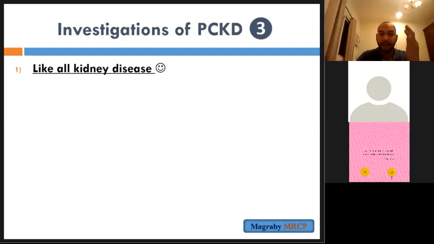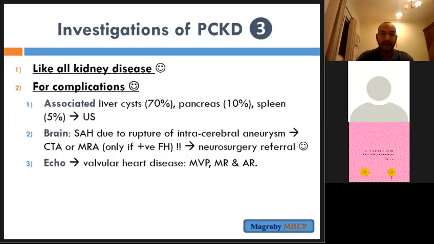So investigations like any other kidney disease, and investigations for detection of the complications. We have three main complications: the associated cysts, the brain due to intracerebral aneurysm, and the heart. Associated cysts, as the name indicates, polycystic kidney disease is usually associated with some cysts in the liver, the pancreas, or the spleen. Mostly in the liver, about 70% of cases of polycystic kidney disease have a liver cyst. Okay, and 10% have pancreatic cysts, and 5% have splenic cysts. So search for other associated cysts in the body.